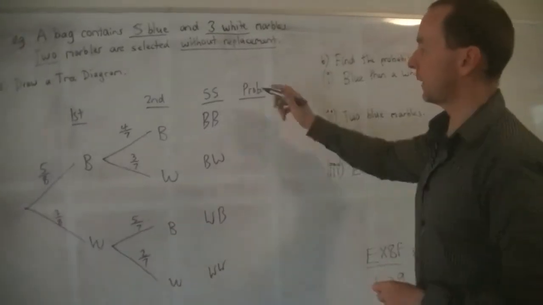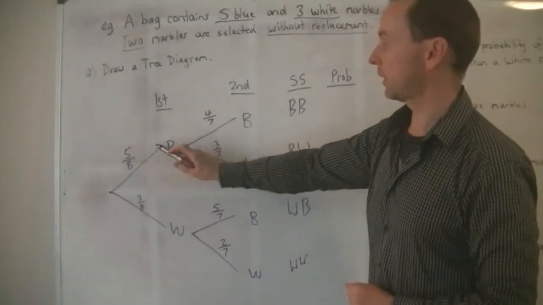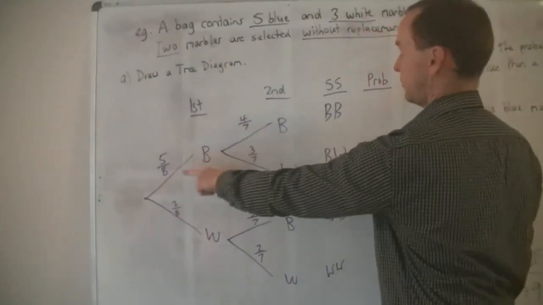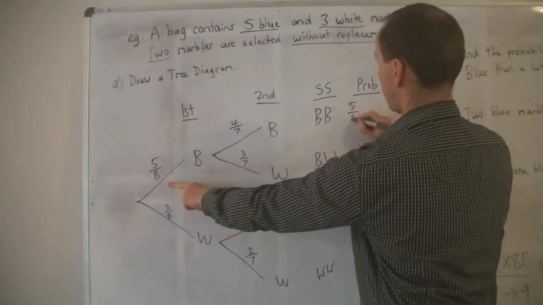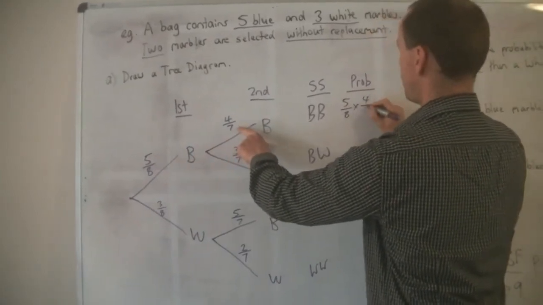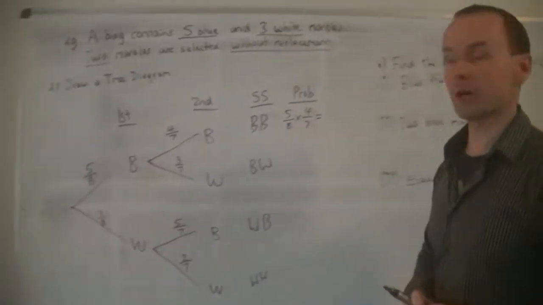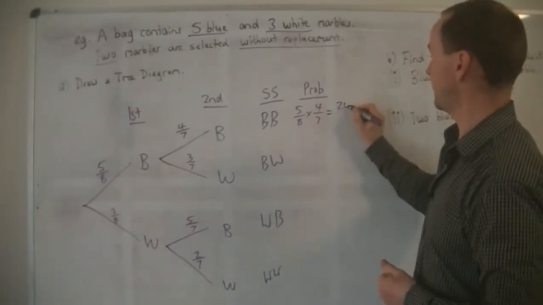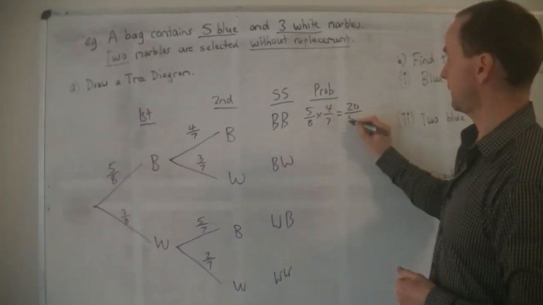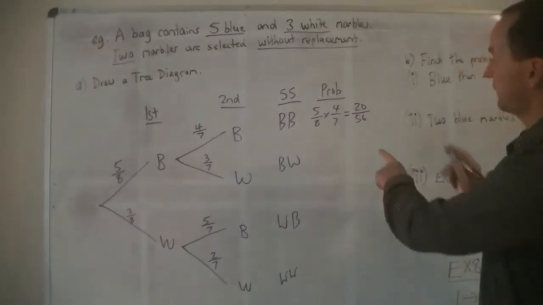Excellent. Now we can do our probabilities. So remember you multiply along the branches. So the first one is 5/8 times 4/7. And hopefully you know your times tables. 5 4s are 20, 7 8s are 56. So 20 out of 56.